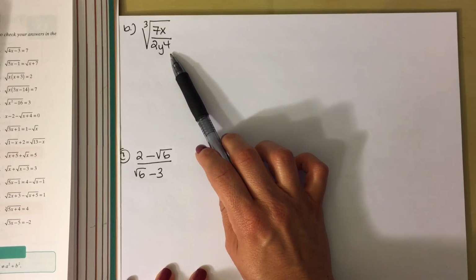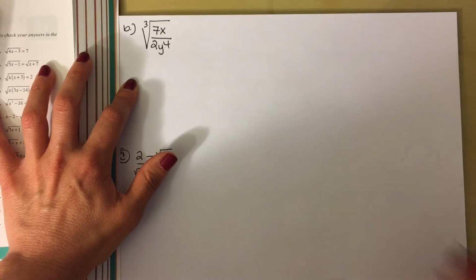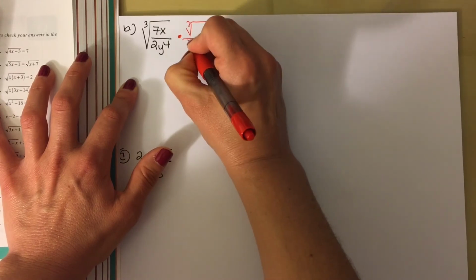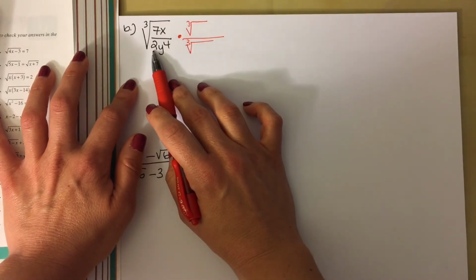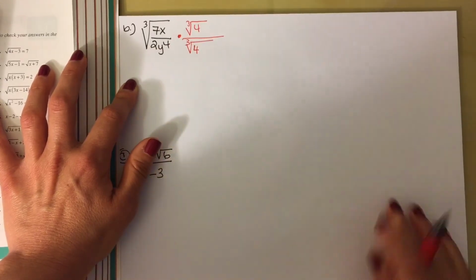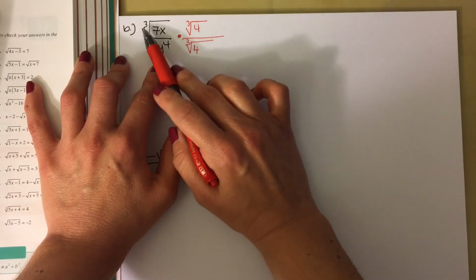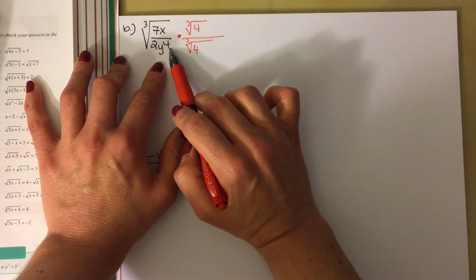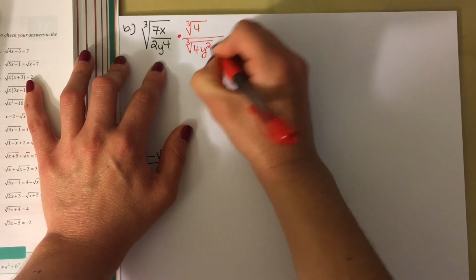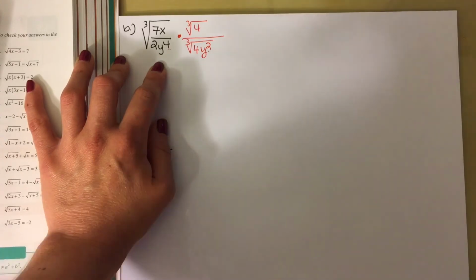This is a cube root, so I need to get a perfect cube in the denominator. So let's see what it is that we could multiply by. How do I get a perfect cube? 2 times what is a perfect cube? 4. 2 times 4 is 8. That's a perfect cube. And y to the 4th is not a perfect cube because the index 3 doesn't divide 4. But how about we write y squared, and 4 plus 2 is 6, and 3 goes into 6, and that is a perfect cube.